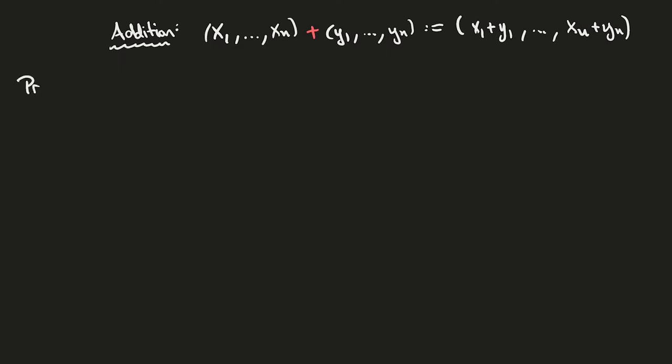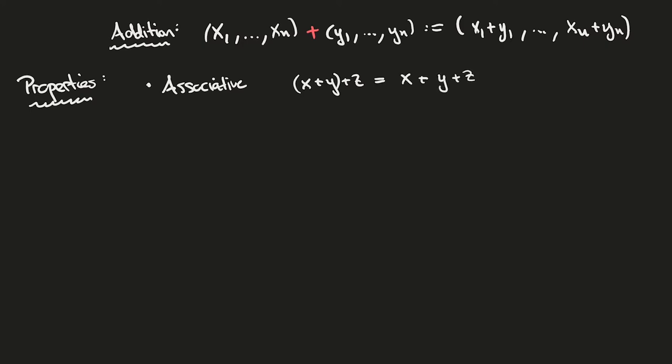The addition on Fn satisfies the following properties. First of all, it's associative, which means that x plus y plus z bracketed in this way is equal to x plus y plus z bracketed in the other way for all x, y, and z in Fn.